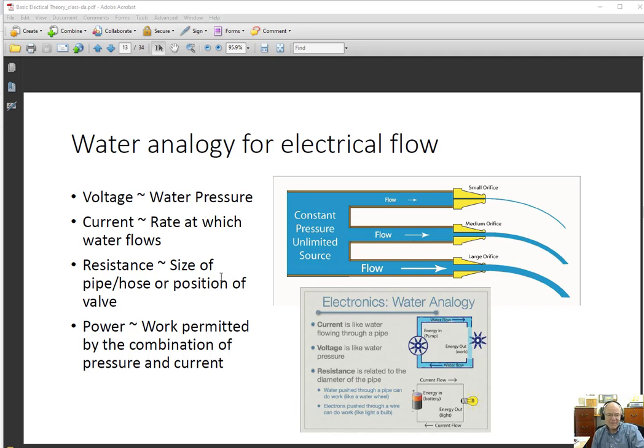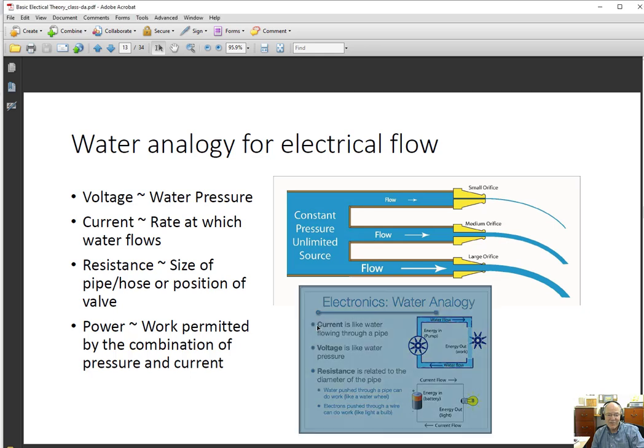There's also something called a power formula. So let's take a look at the relationship here. Water pressure in electrical terms is voltage, and down here the electronics water analogy, voltage is like water pressure. It's actually called Electro-Motive Force, technically. The letter E is used to represent voltage, and V is used to represent the units that measure voltage. So electromotive force is how much pressure is there pushing on electrons to get them to move, equivalent to water pressure. Current is the rate at which the water flows, and it's also the rate at which the electrical current flows.